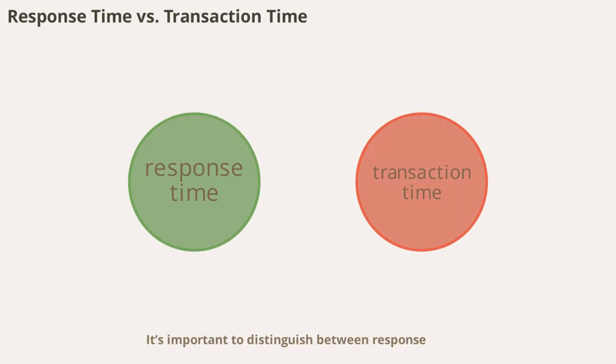It's important to distinguish between response time and transaction time in your tests. Response time measures how long a single request takes, while transaction time covers the duration of multiple requests grouped as one logical flow. Understanding both metrics helps you evaluate user experience more accurately.